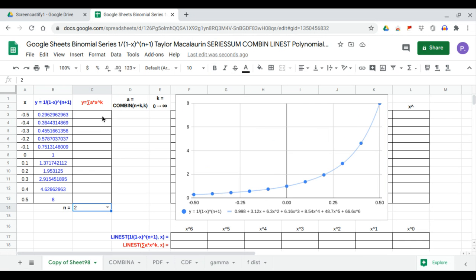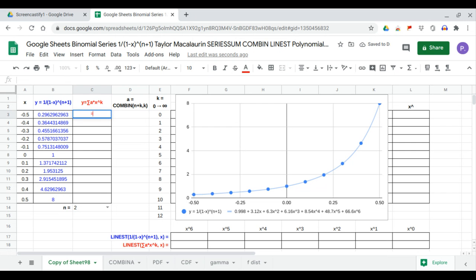And we generate the Taylor Maclaurin SERIESSUM expansion, where y equals a times x to the power k, and a is the coefficient combined n plus k, comma k, and the value of k is from 0 to infinity. So 0, 1, 2, 3 to infinity, but we can reach 12.